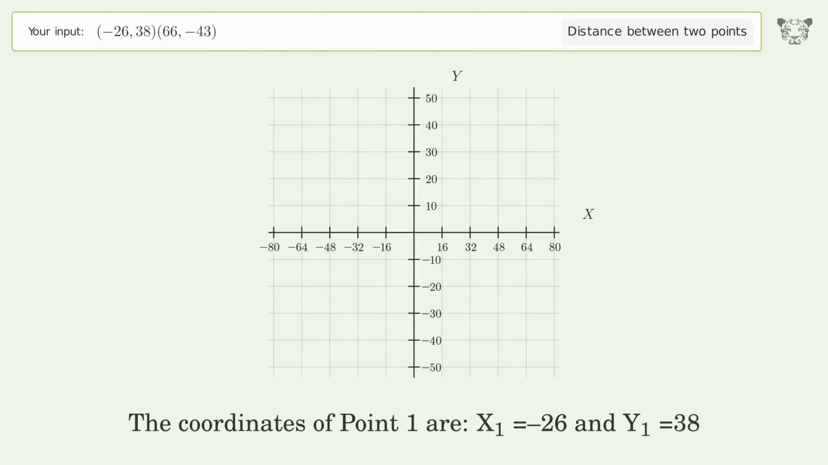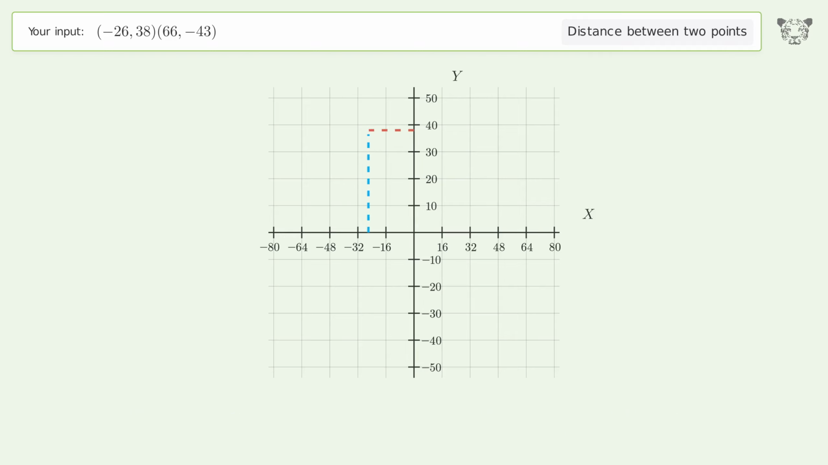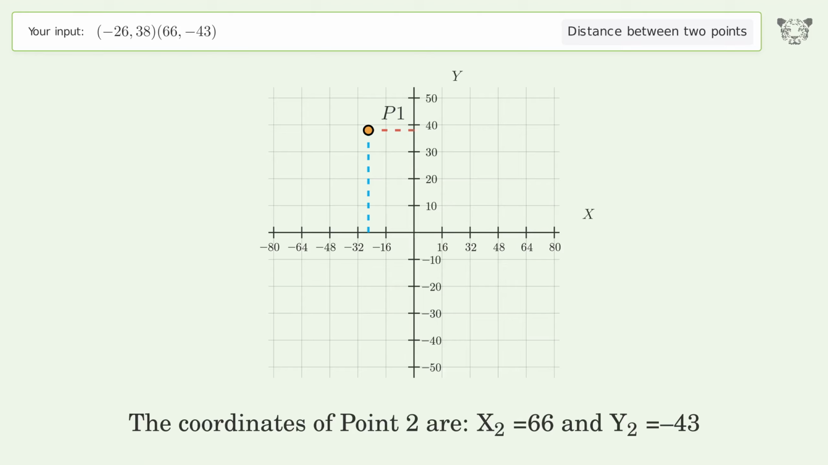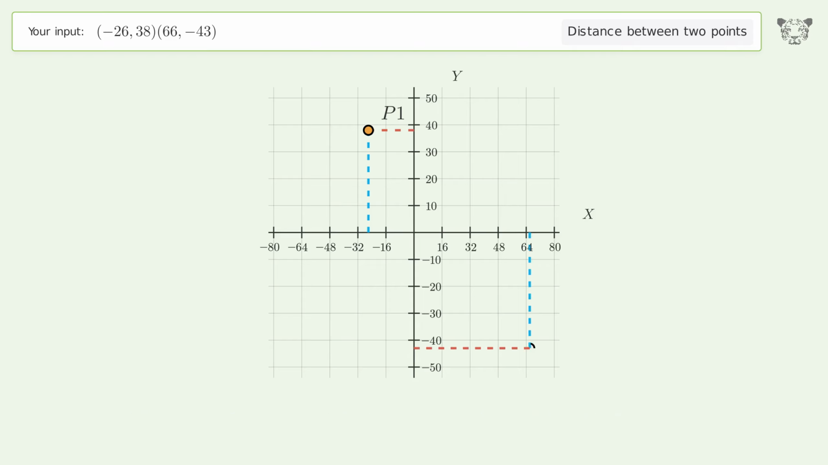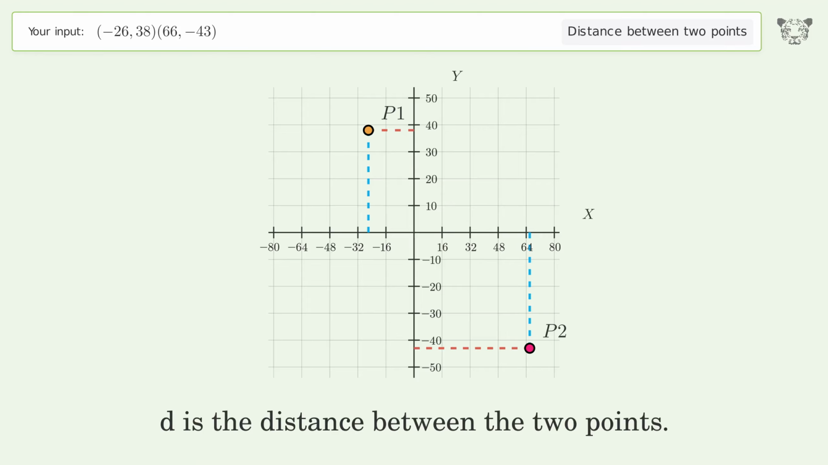The coordinates of point 1 are x1 equals -26 and y1 equals 38. The coordinates of point 2 are x2 equals 66 and y2 equals -43. D is the distance between the 2 points.